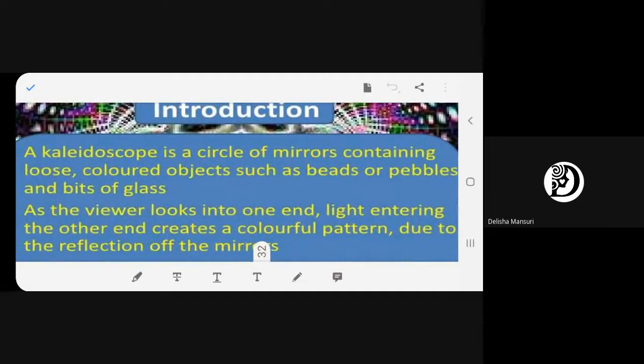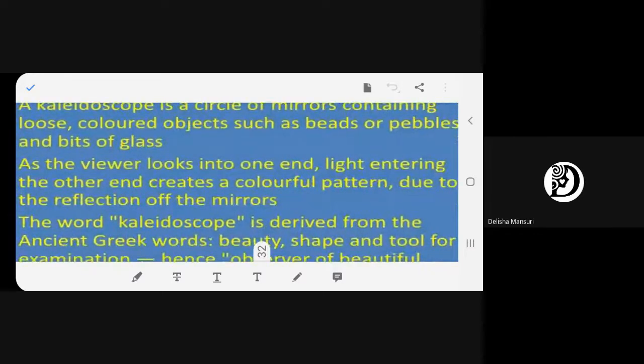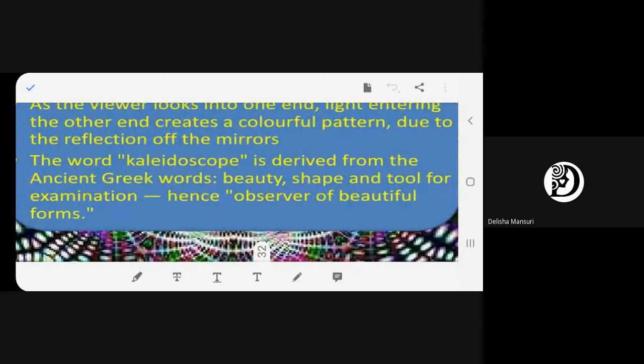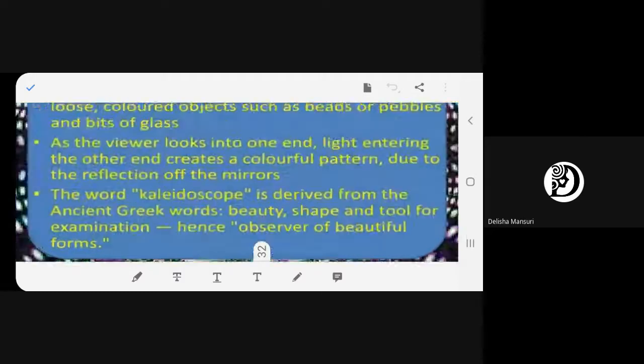A kaleidoscope is a circle of mirrors containing loose, colored objects such as beads or pebbles and bits of glass. As the viewer looks into one end, light entering the other end creates a colorful pattern due to the reflection of the mirrors. The word kaleidoscope is derived from the ancient Greek words beauty, shape, and tool for examination, hence, observer of beautiful forms.